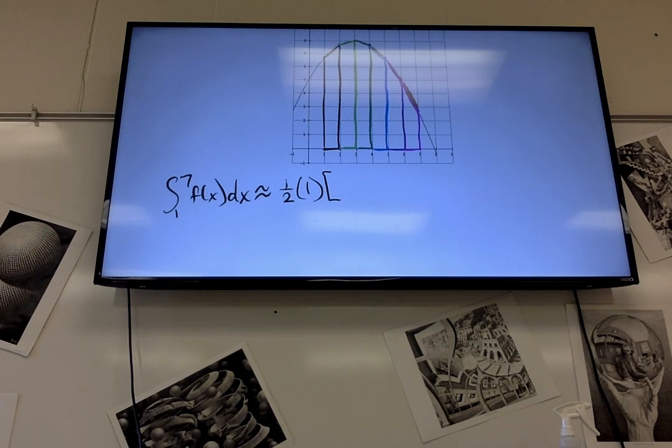And what do we start with? f of 1 plus 2f of 2 plus, yeah. It's going to be 2 all the way until what? 6. Yeah, f of 6 will be the last one, and then f of 7 will be all by itself. Is that what you're saying? Yeah. Okay.